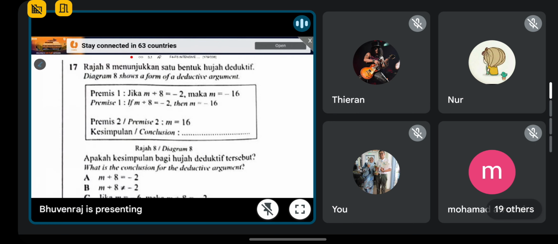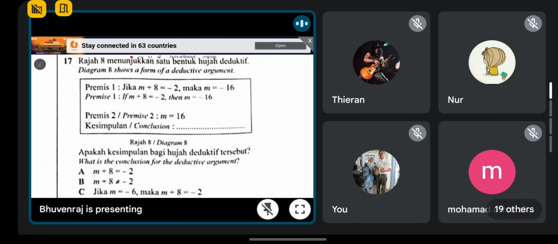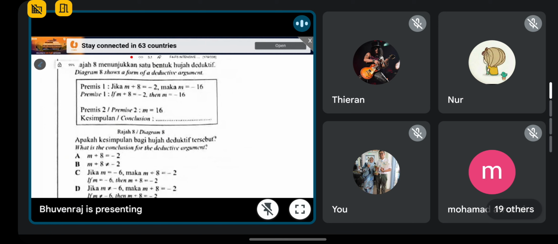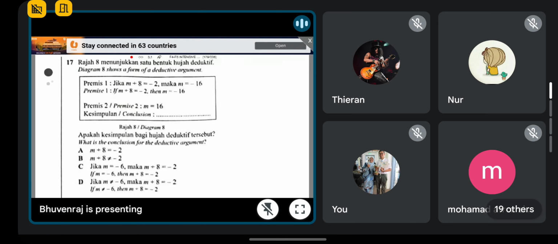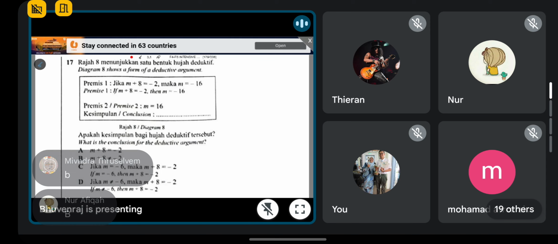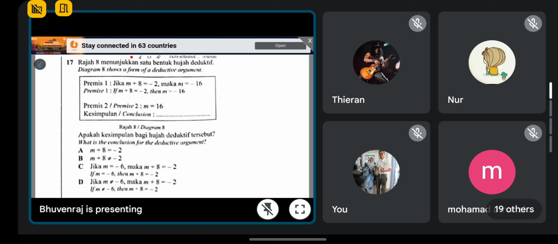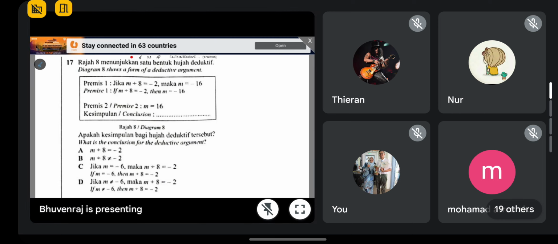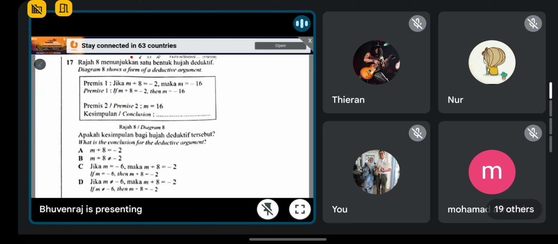Okay, so now we look at some question. Okay, so this is a deductive argument. So let's see. Okay, guys, if you understand, can you tell me what is the answer you get for this? Apa jawapan kamu? I'll explain one, don't worry, but just tell first. Okay, sama. If you cuba jawab baru kamu tahu kamu faham atau tidak. You all must try to answer.